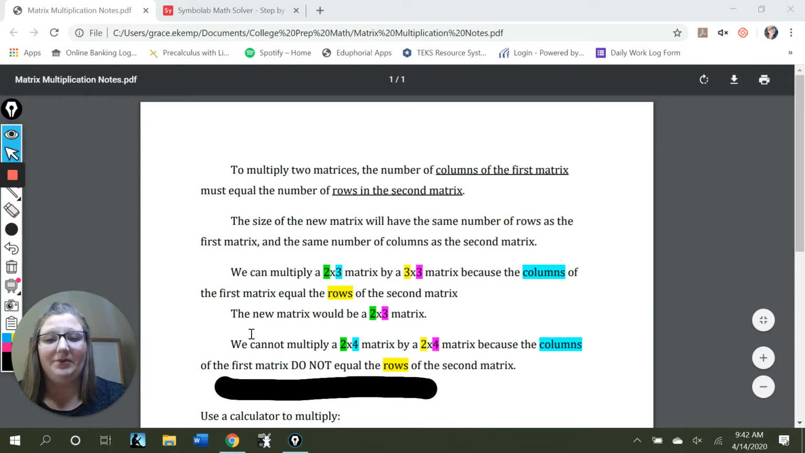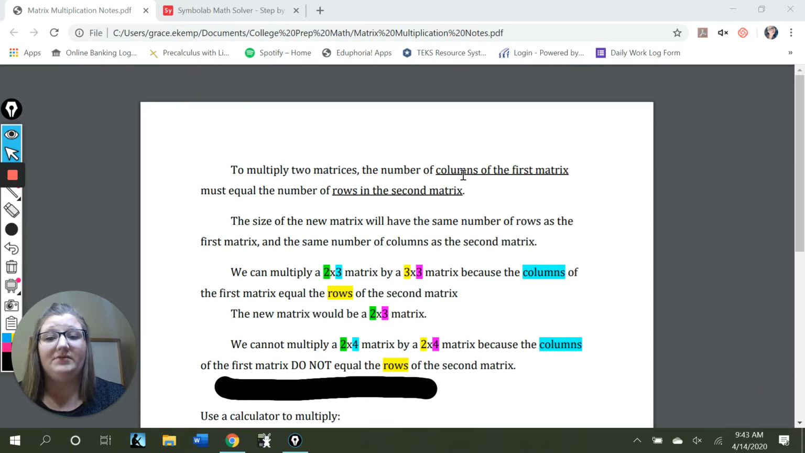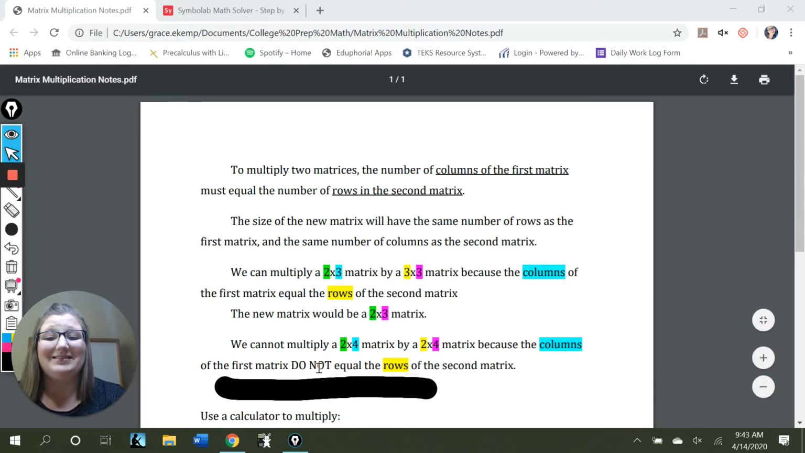Let's look at another example. If we had a 2x4 matrix and another 2x4 matrix, to figure out if we can multiply them or not, we need to look at the columns of the first matrix and the rows in the second matrix. Remember, those are the two numbers closest to the inside when you write the sizes side by side. So we've got a 4 for the number of columns in the first matrix and a 2 for the number of rows in the second matrix. And since 4 and 2 are not equal, we cannot multiply them together. The number of columns in the first matrix does not equal the number of rows in the second matrix. So we would not be able to multiply those together.